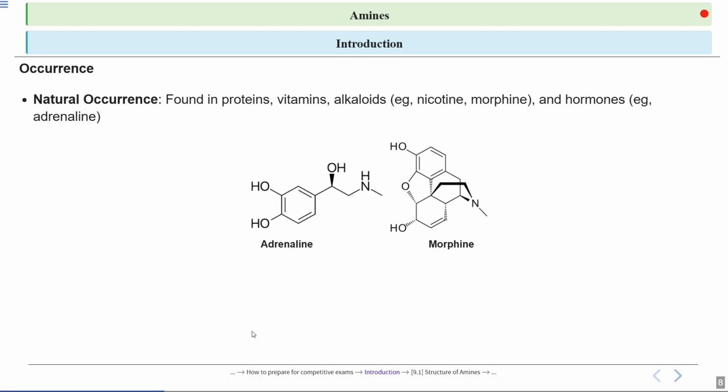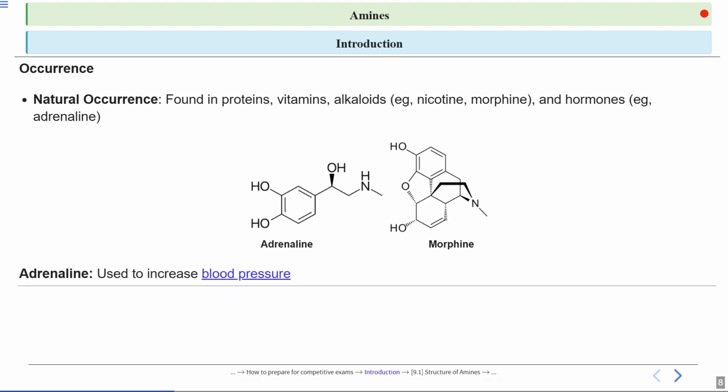If we look at these two images, these are two well-known molecules that contain an amine group. Over here, this is the amine group, and over here, this is the amine group. This is adrenaline, which is a hormone that helps your body respond to stress, while this morphine is a powerful painkiller which is derived from plants.